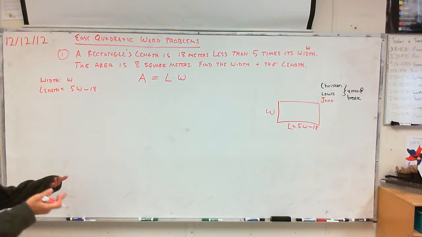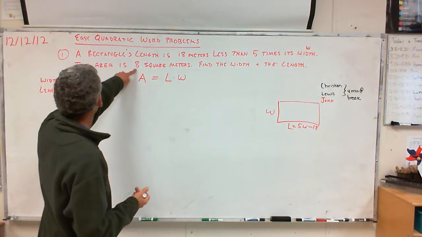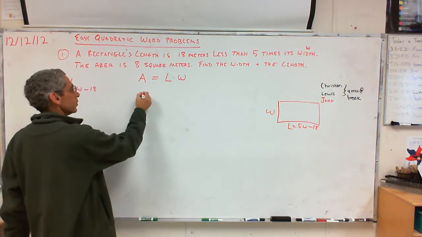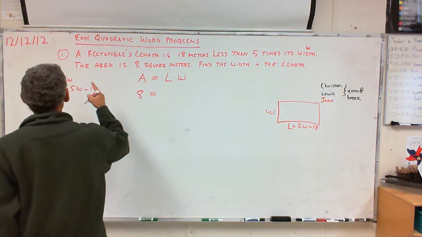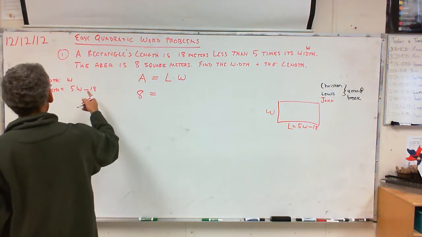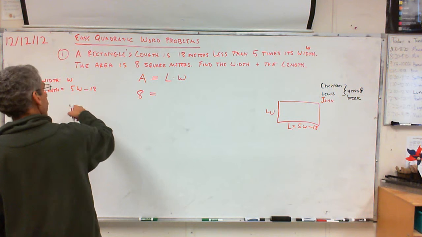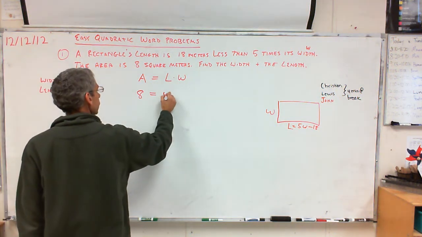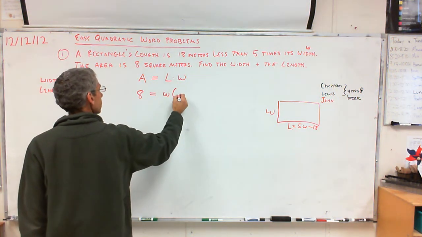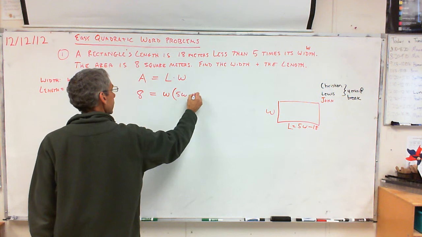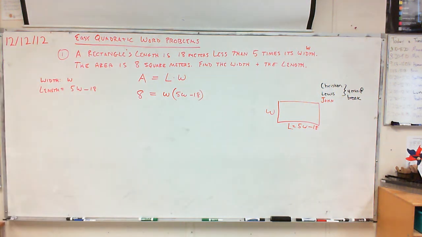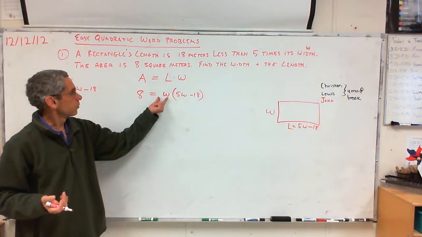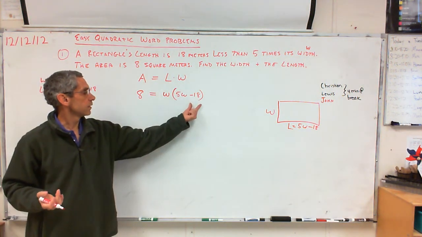So now we're going to just plug it in. It says the area is 8 square meters. So I'm going to say 8 equals length times width. I'm going to do the width first. I'm going to just put w, parentheses, 5w minus 18. Would you guys agree with me that that's right? I'm just plugging it in. The width is the w, the length is the 5w minus 18.